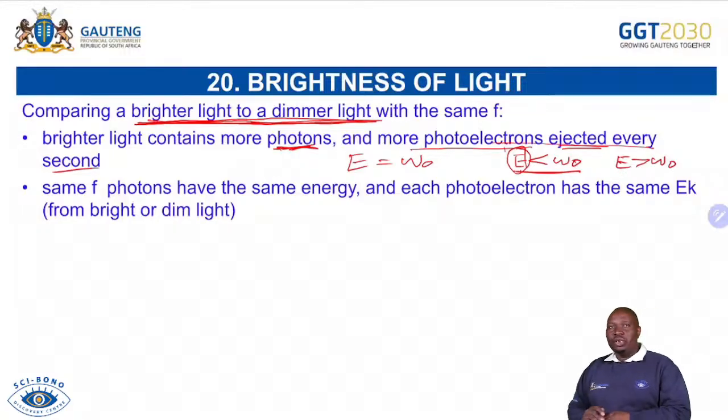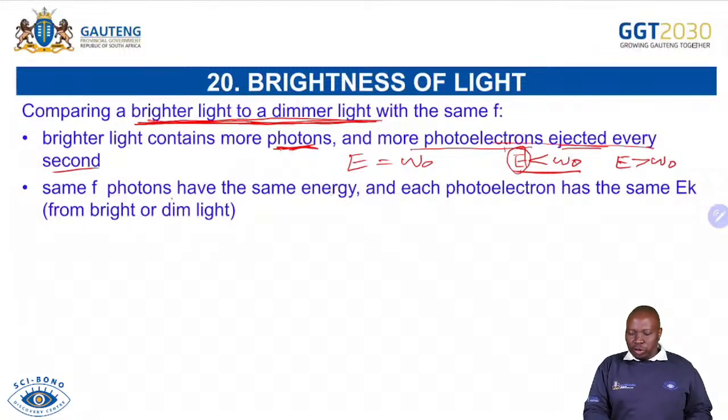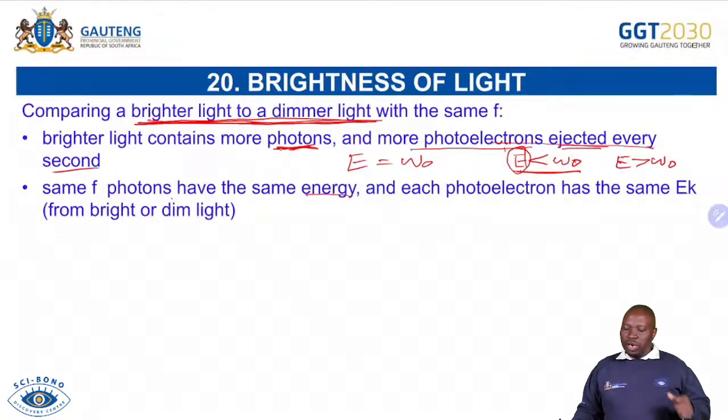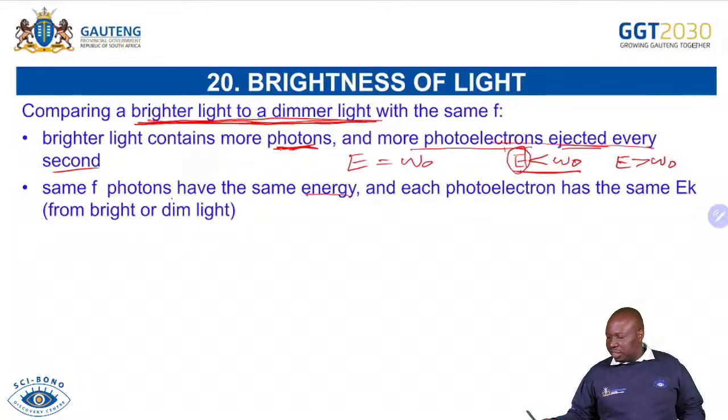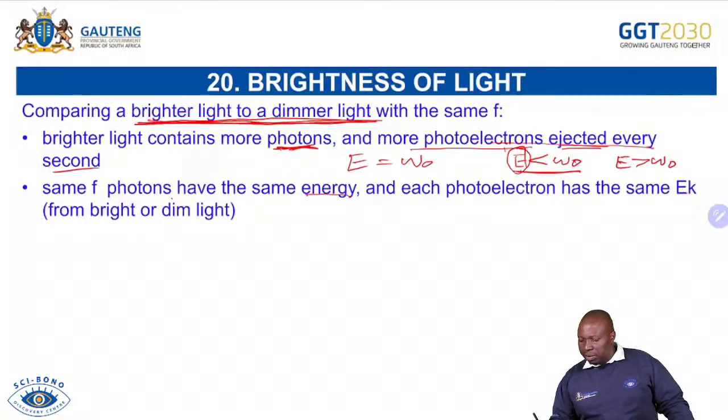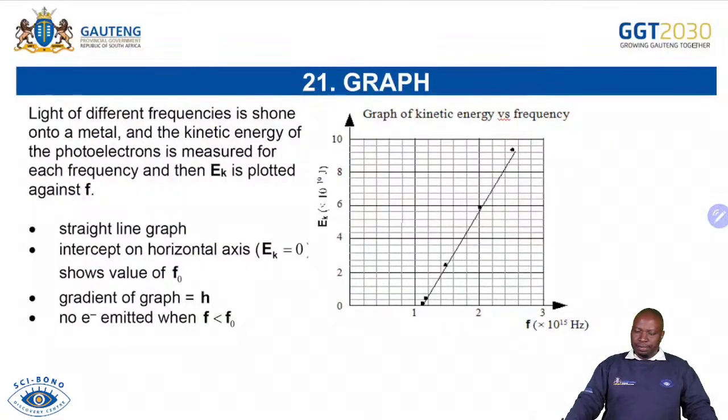So it's important that you understand that for the same frequency, photons have the same energy and each photoelectron has the same EK. For the same energy, you won't have different EK. They will all have the same speed. They will all have the same maximum kinetic energy.